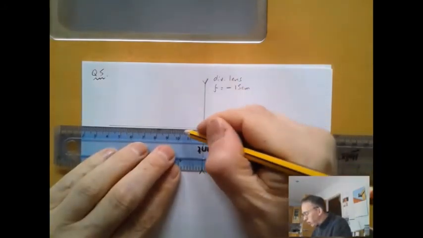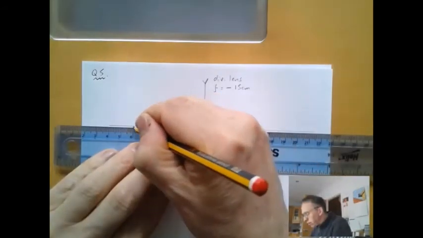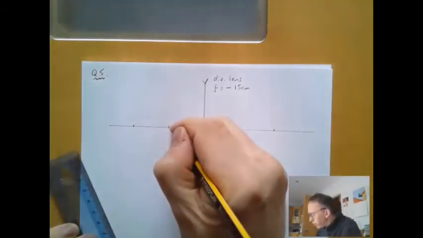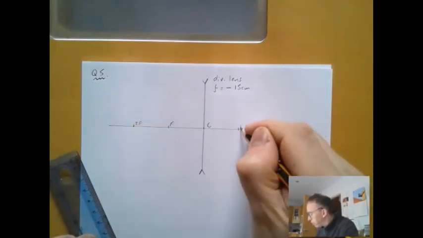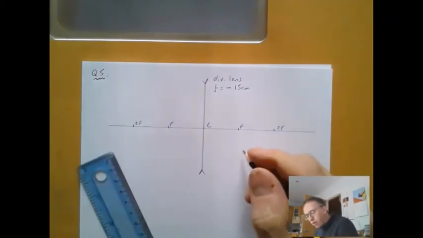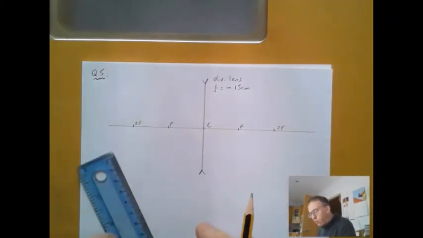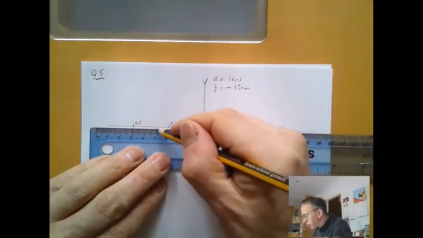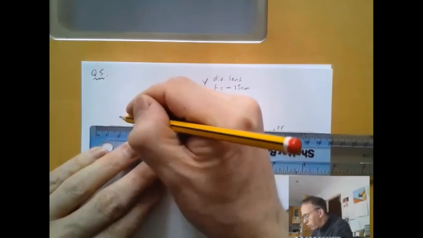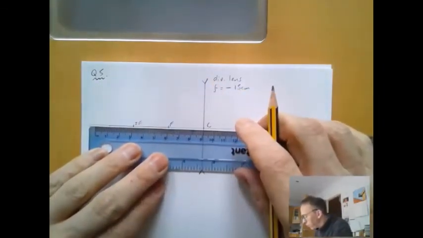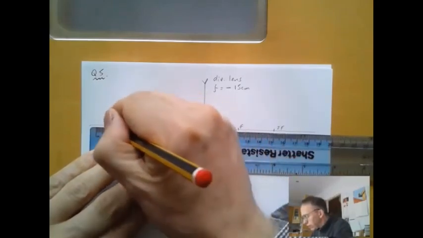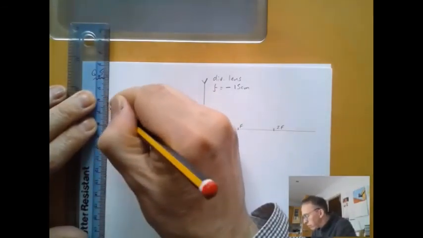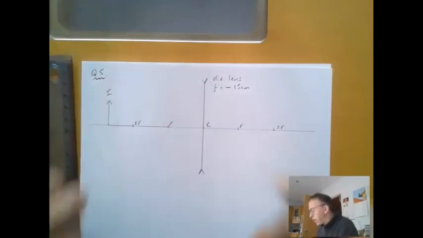So I'm going to go 5, 10, 15, 20, 25, 30. So that's my F, my 2F, F, and 2F. Now, the object is placed 40 centimeters from the lens. So that's 5, 10, 15, 20, 25, 30, 35, 40. Oh wait, 30, 35, 40 is here. So the object is out beyond 2F, and I'll make it 2 centimeters tall. I'm going to use a 1-to-1 scale on the y-axis.